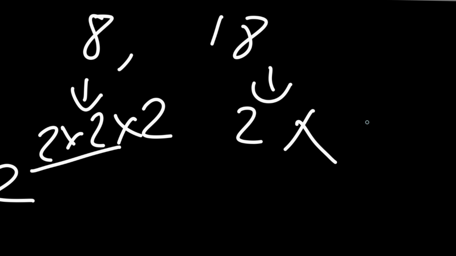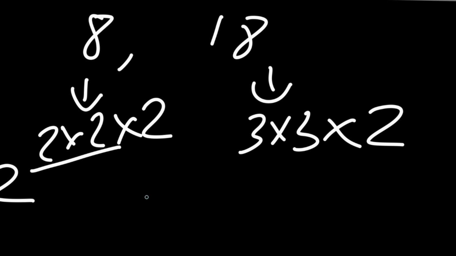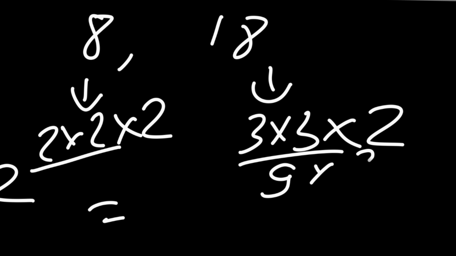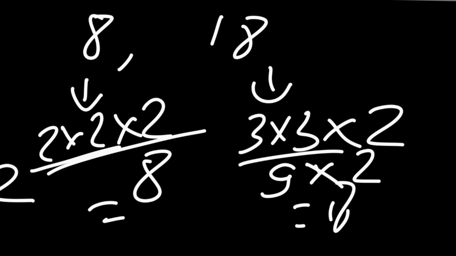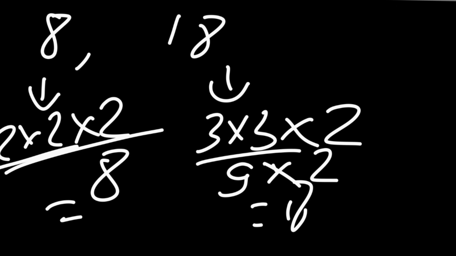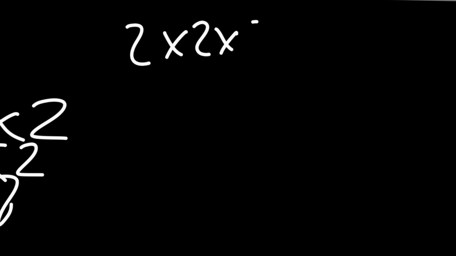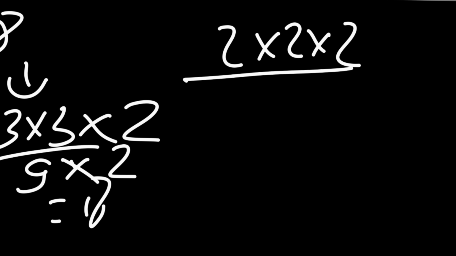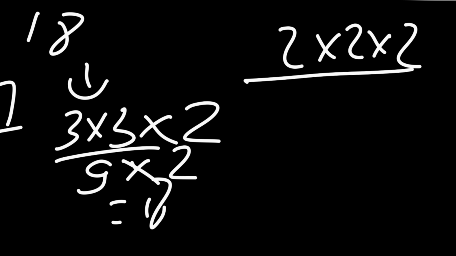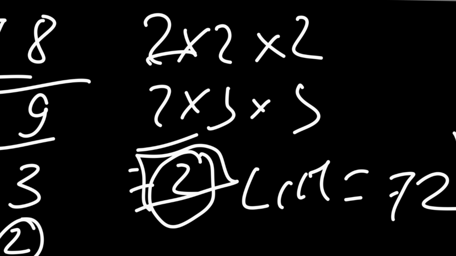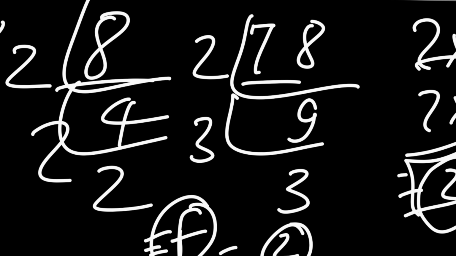To get that we just multiply 3 into 3 into 2. Here 9 into 2 will give us 18. And 2 into 2 into 2 will give us 8. So the number we get by factorization is same as the number we get by dividing, which is 2 into 2 into 2 for 8, and 3 into 3 into 2 for 18.